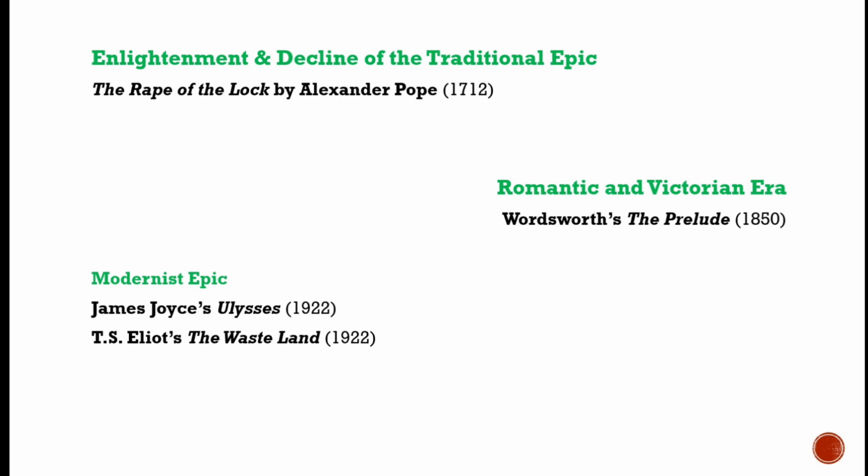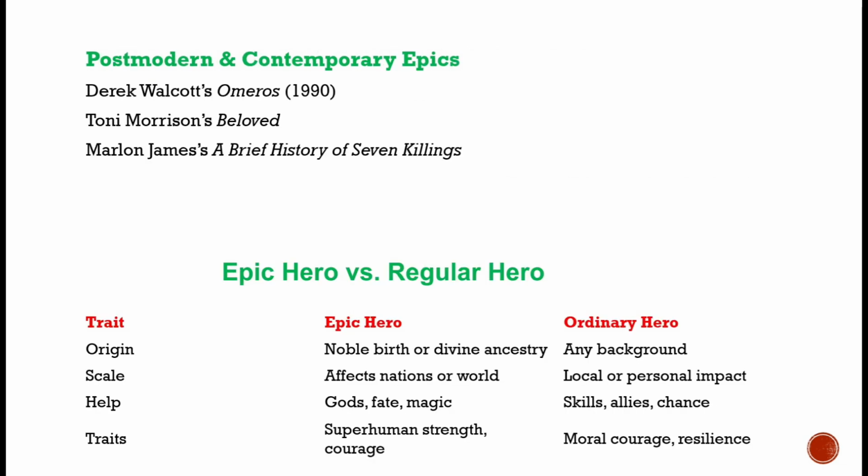Then we have Ezra Pound's The Cantos, a sprawling multilingual epic collage of history, myth, and politics. Last, we have the postmodern and contemporary epic. The epic now exists in many forms, often blending genres, media, and tradition. Derek Walcott's Omeros, a Caribbean reimagining of Homer's epic. Toni Morrison's Beloved, not an epic in form but epic in scope: American history, slavery, and memory.